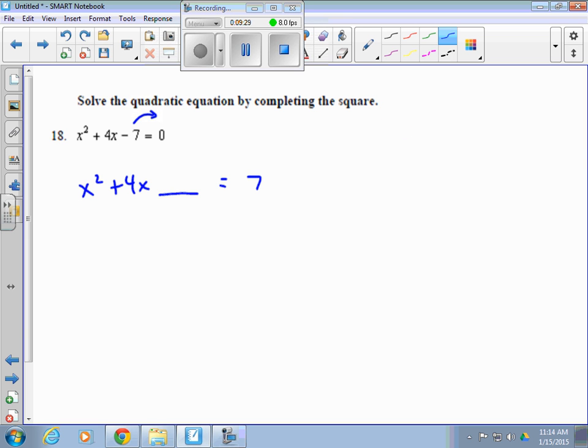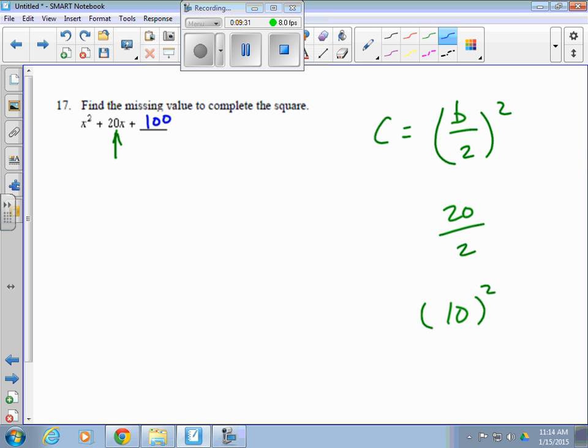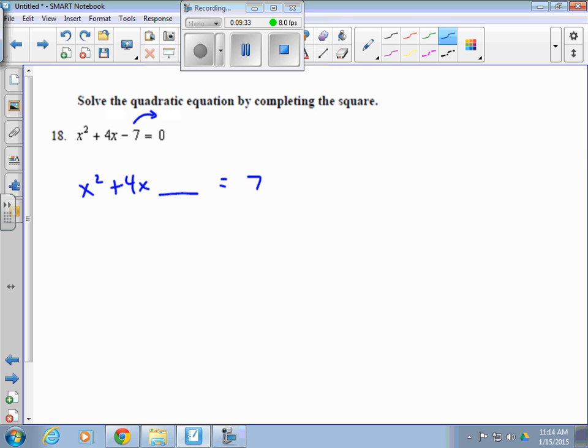Again, just like the last one, we need to find c. Take b divided by 2 and square it. Our b value in this case is 4. Divided by 2 is 2. And 2 squared is going to be positive 4. But if you add 4 to one side, remember you have to add 4 to the other side. So when we put those two together, we get 11 equals. Now you've got a perfect trinomial on the left.